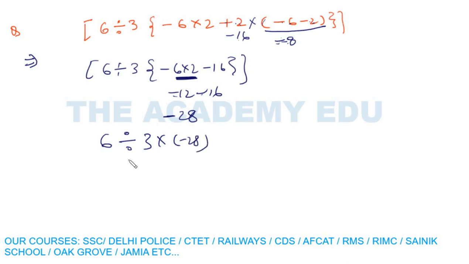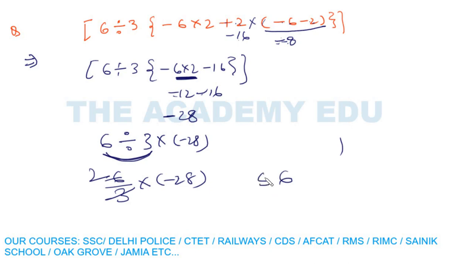Now first what we need to do is divide, right? When all the brackets are open, first we do division. So divide first. So 6 divide 3, and here there is a minus 28, right? 3 twos are 6, multiply 8 twos are 16, there is a 1, 2 twos are 4 plus 1 is 5, so minus 56 is your answer. Got it?